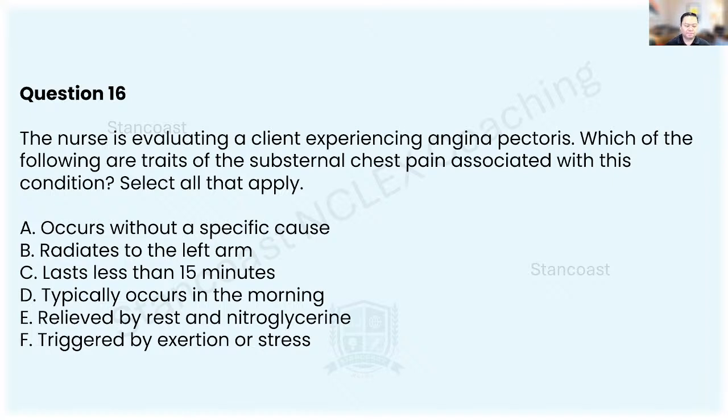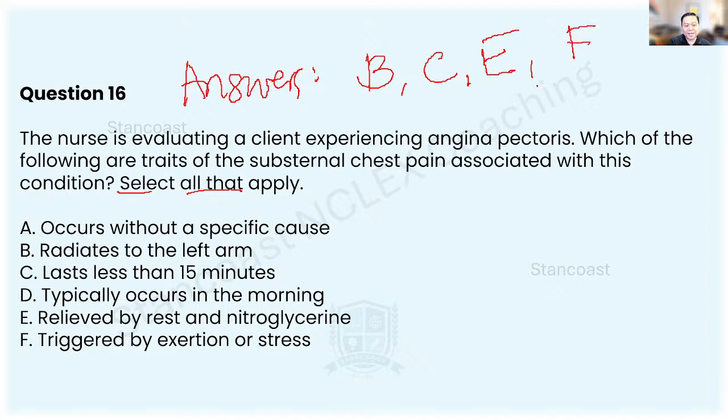Substernal chest pain. So this is basically reflective of a stable type of angina pectoris, the typical angina pectoris in this case. So what would be those options you should be selecting? All right, the correct answer is here. This is select all that apply. Don't waste your answers. The correct answers are letter B, letter C, letter E, and letter F.